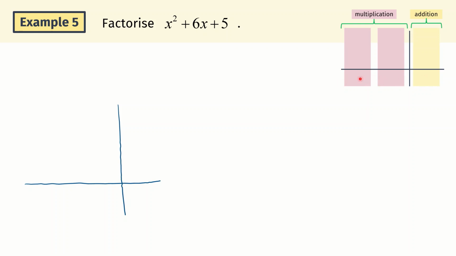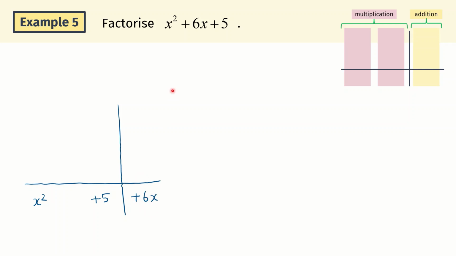How do we fill it in? We first take the x squared and write it over here. So the term with power of 2 must be found here, and then the plus 5, the constant term, must be found along this side. And then the last one, which is our plus 6x, will be found here.